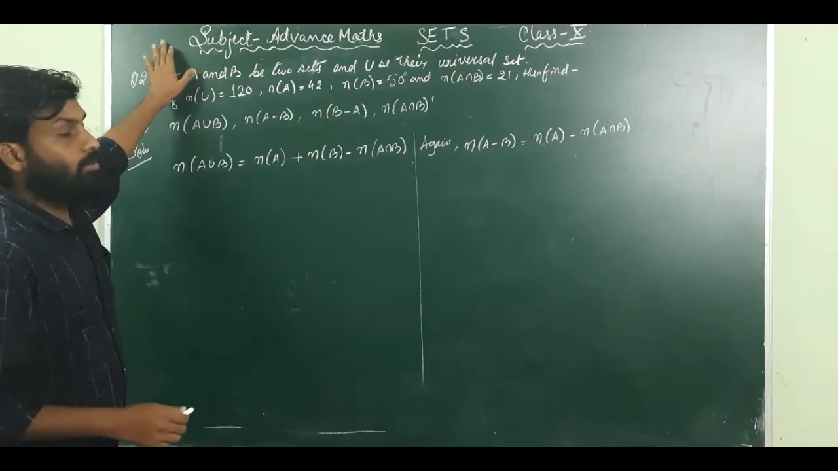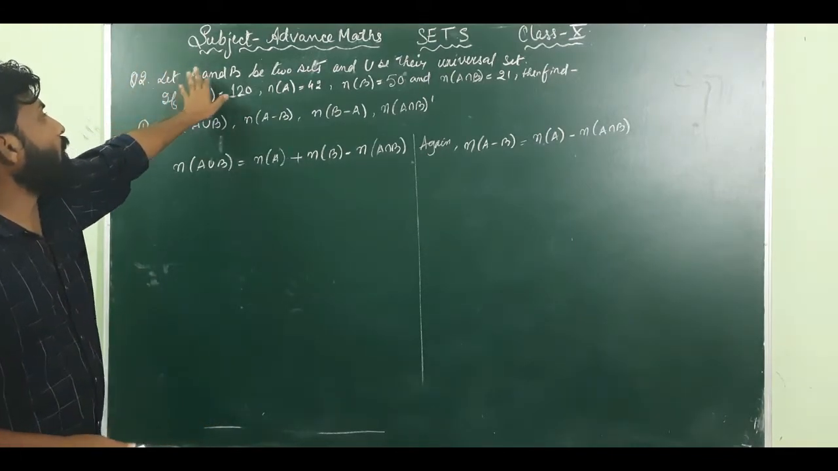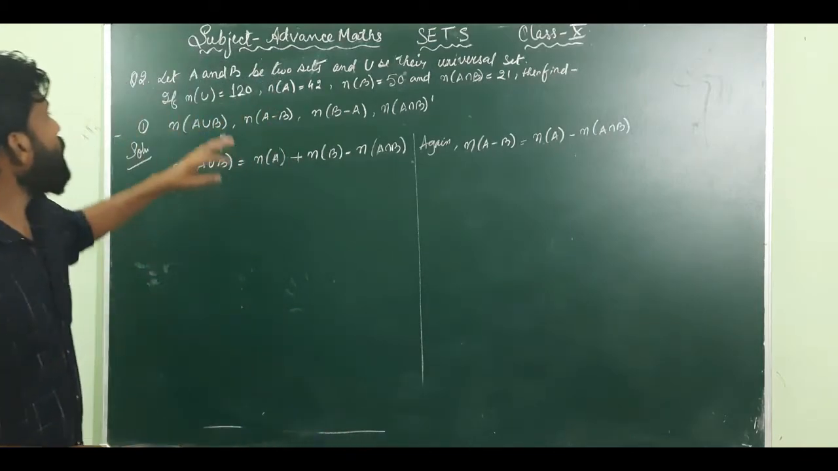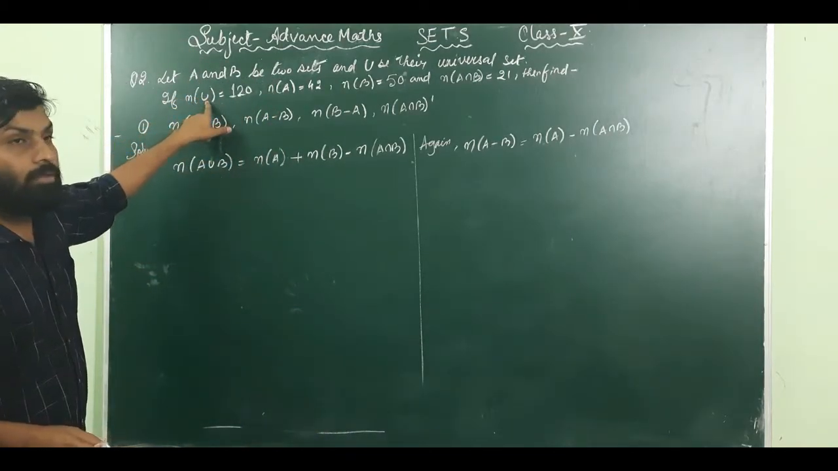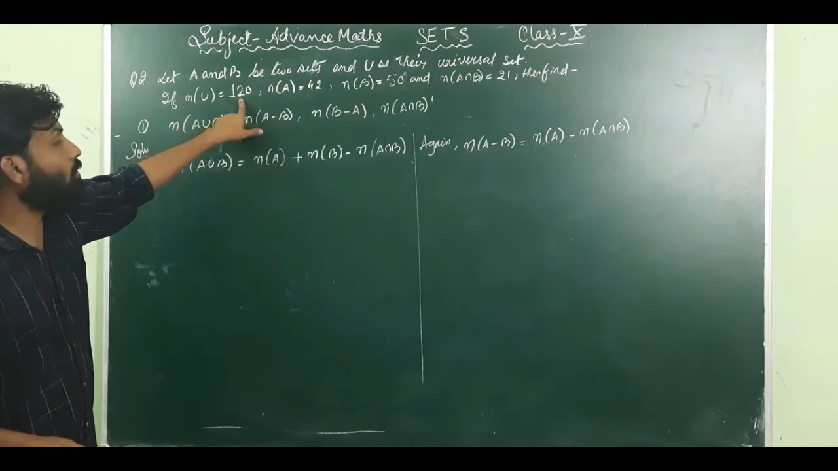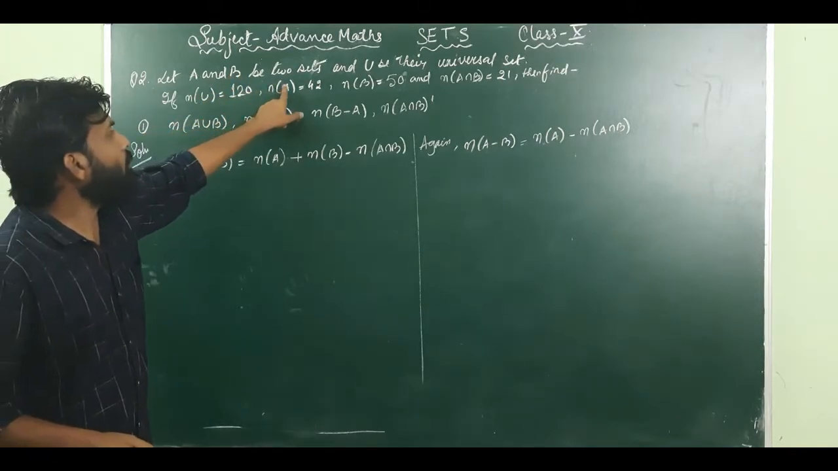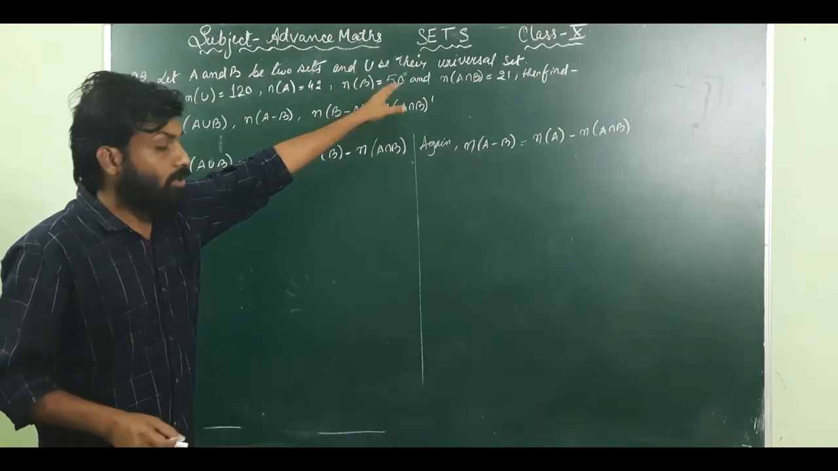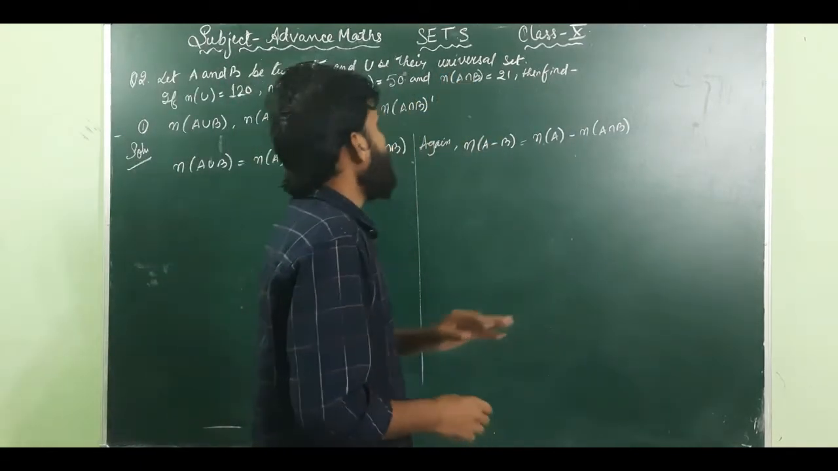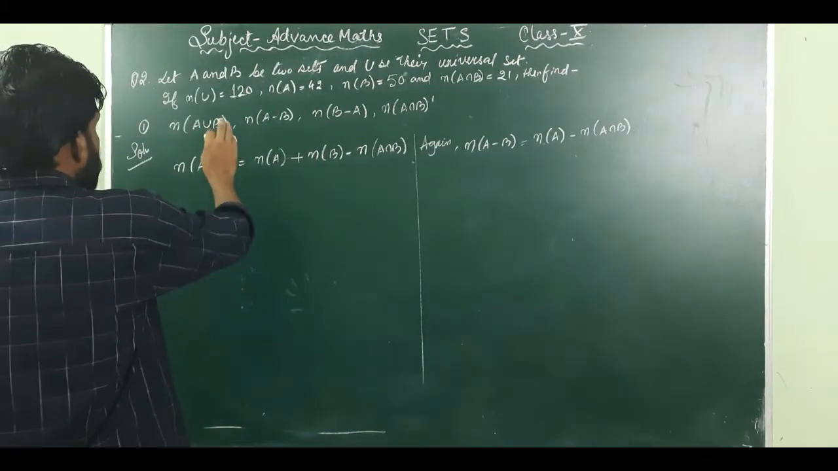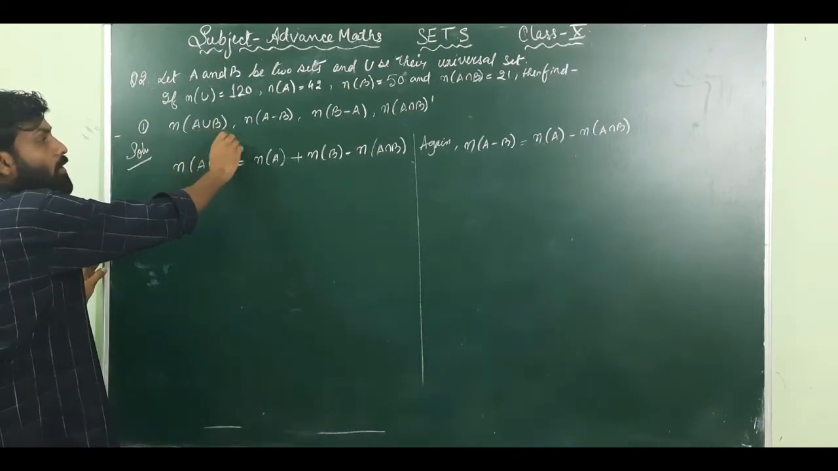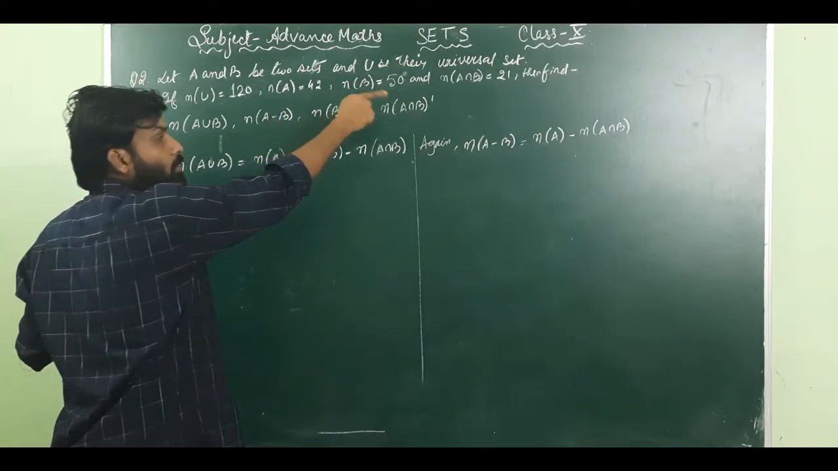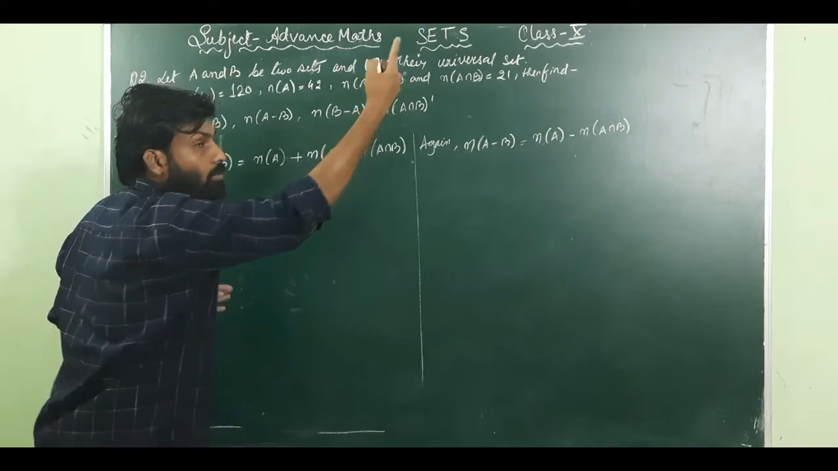Okay, now let's go to the next question. Our next question is from our book. They say let A and B be two sets and U be the universal set, and they have given the number of elements. The number of elements in the universal set U is 120. n(A) is 42. n(B) is 50. n(A intersection B) is 21. Then find A union B, then A minus B, then B minus A, and then (A intersection B) complement.